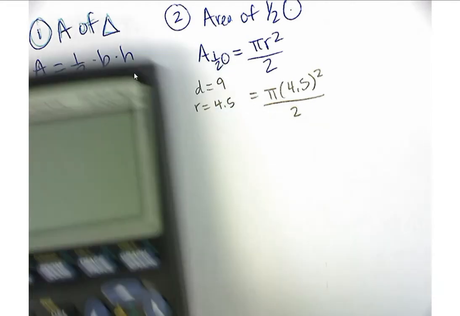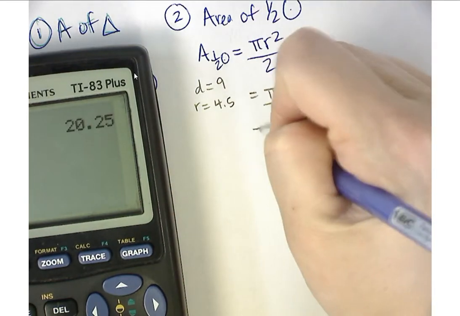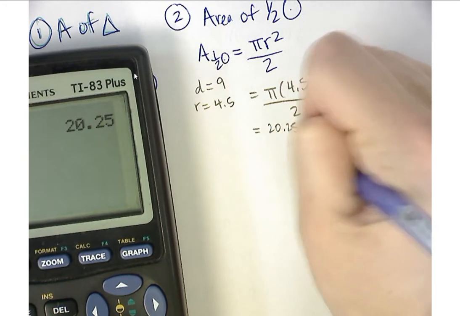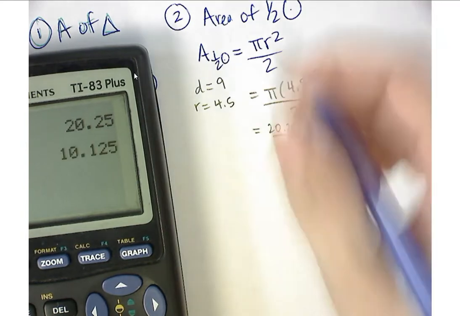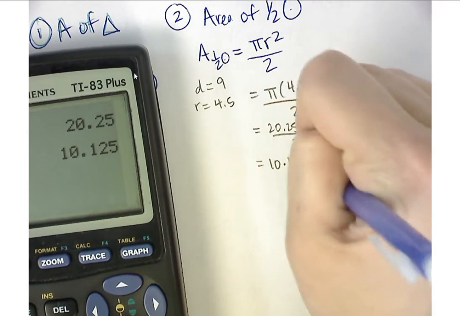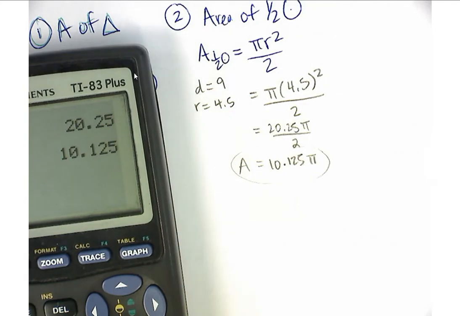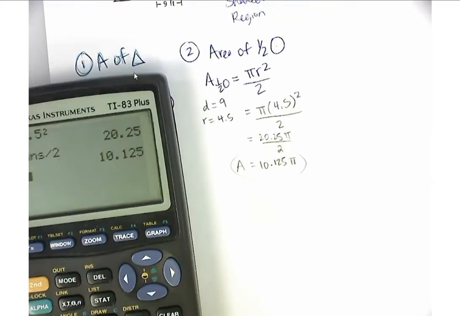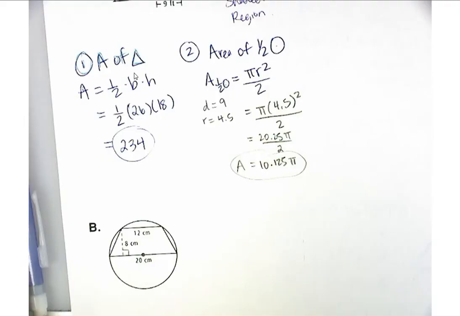Okay, so the first thing I would do is my 4.5 squared. I'd have 20.25 pi over 2. So if I divide 20.25 by 2, I get 10.125 pi. And I'm going to leave that for now. Right? And then I'll calculate the rounded answer once I go to my last step.